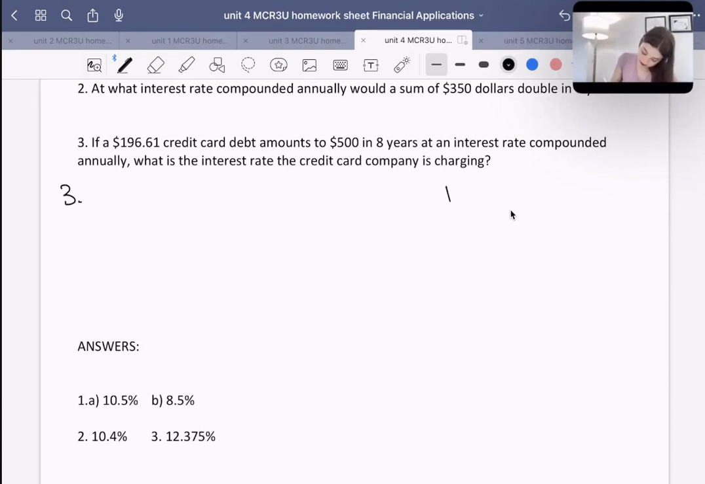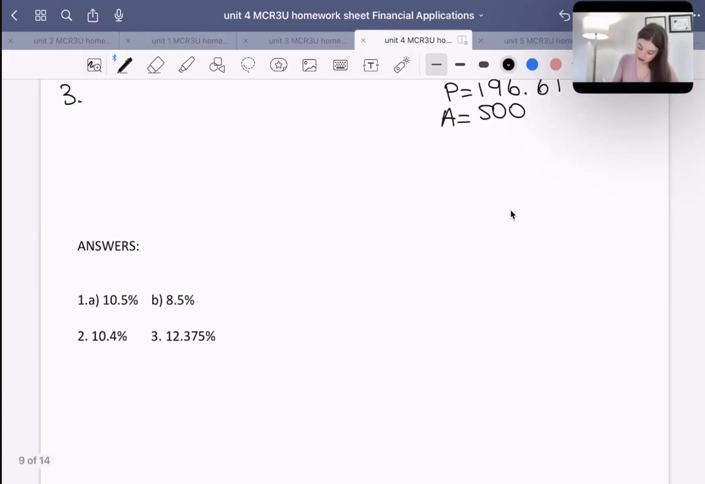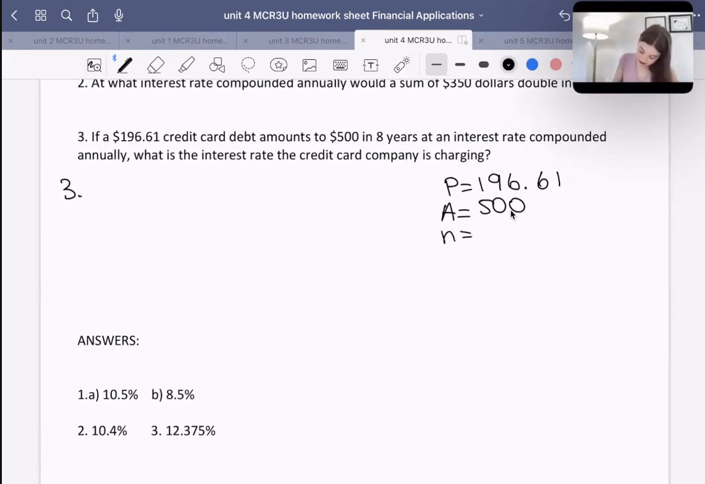So our credit card balance today is $196.61. And we would like to know when we want the accumulated amount to be $500 and also the number of compounding periods to be 8 since it's compounded annually for 8 years. And we would like to know what is the rate the credit card company is charging us. Typically, credit card companies charge about 20 to 22%, so I'd expect around there. However, it's odd that this credit card company only compounds annually, so who knows? Maybe it's not really a realistic rate for a credit card company to charge, but we'll see.